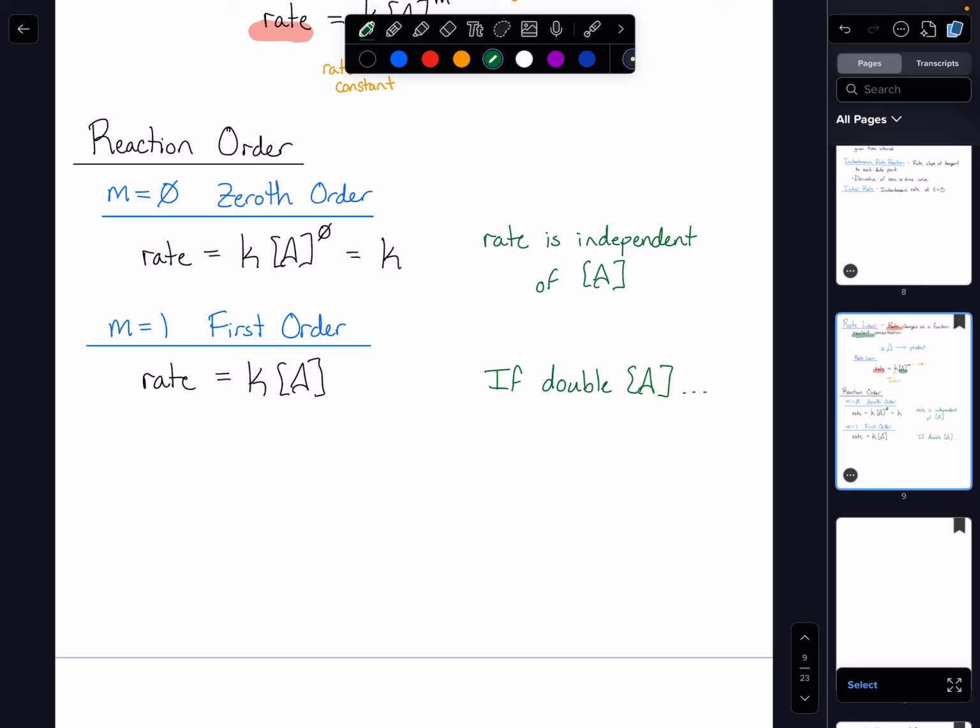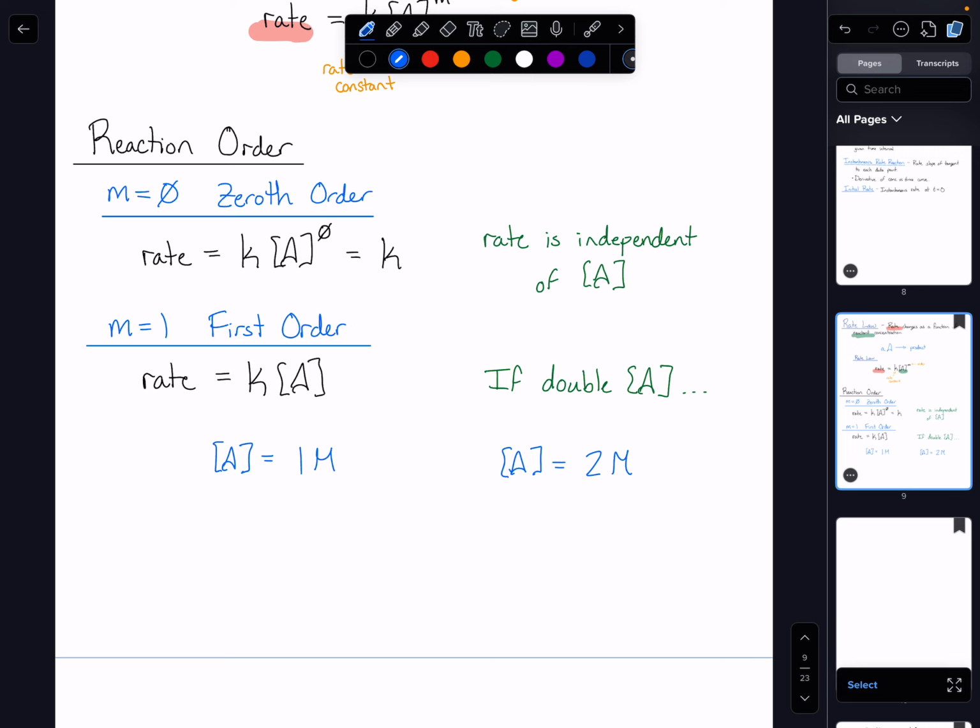Let's plug in some numbers and see if that actually checks out. Let's do a calculation here. The best way to plug in numbers is to pick very simple numbers, and the best one to pick is 1. So we're going to do one calculation where A is equal to 1 molar, and then another calculation where A is double that value, equal to 2 molar.